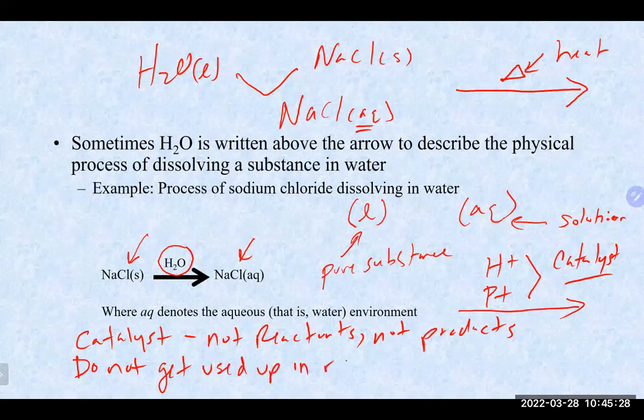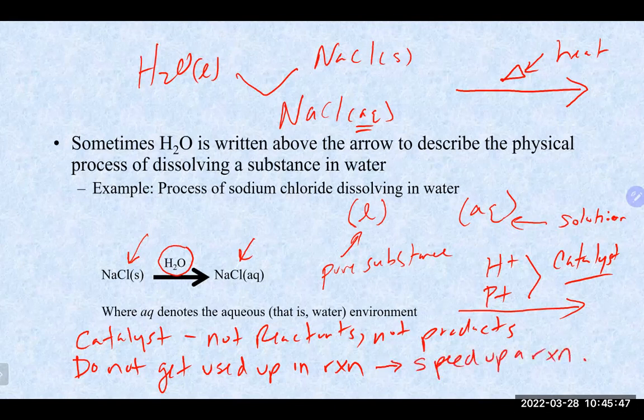in a reaction. In most cases, catalysts are there simply to speed up the reaction. So a lot of times catalysts are added to a reaction to speed it up. So that's usually the purpose of a catalyst, to speed up a reaction. But again, it's not really consumed in the reaction. Again, it's not considered a reactant or product.